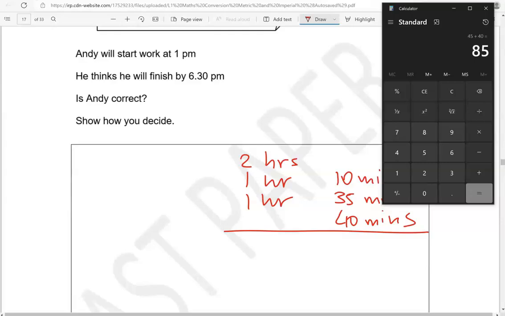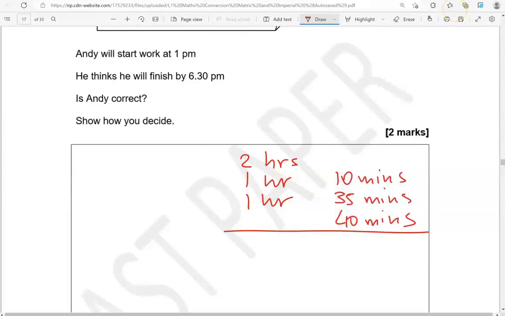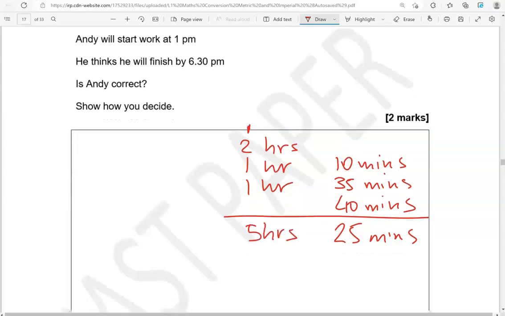So by taking away 60 from 85, we get 25. So 1 hour and 25 minutes. So I'll write 25 minutes here and carry 1 over. So now we have 1, 3, 4, 5 hours. 5 hours and 25 minutes.